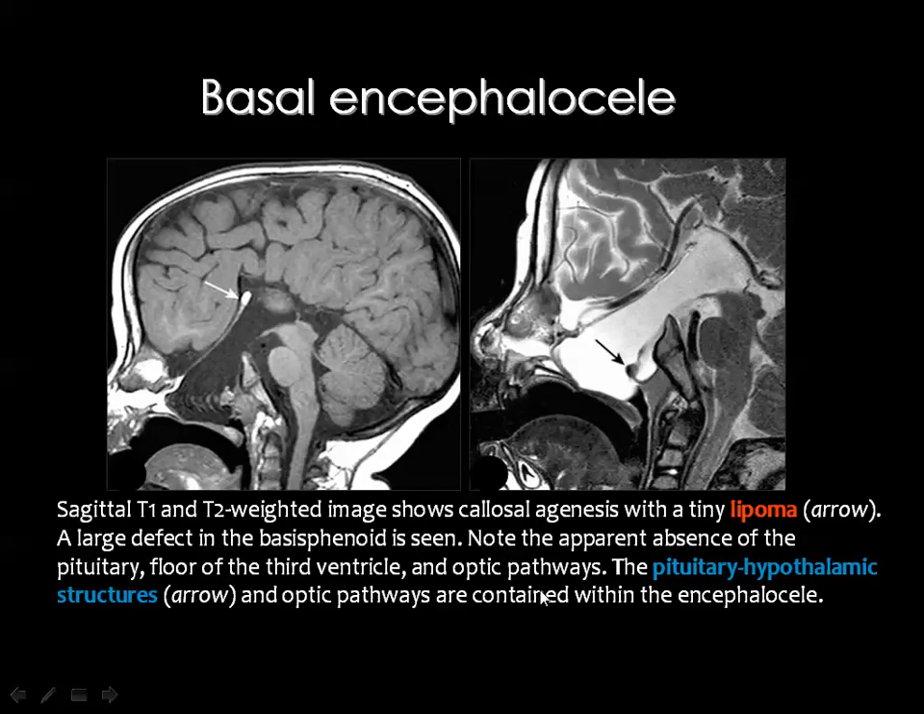This is what we call the basal encephalocele, where there is herniation of CSF through the posterior part of the cribriform plate of ethmoids, and through the defect the pituitary stalk as well as the pituitary gland are also seen herniating through the defect.